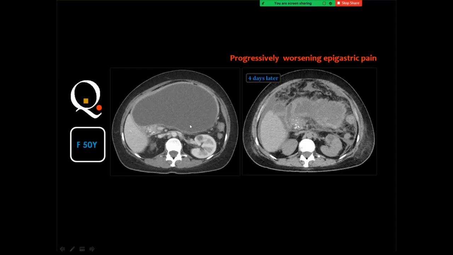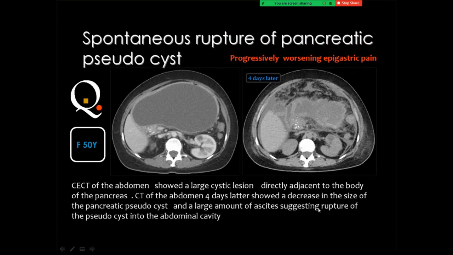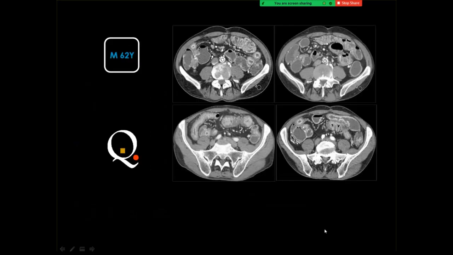And after 4 days, the cyst is very small with extensive stranding of the surrounding fat and fluid in the peritoneal cavity, meaning that the cyst has ruptured. And this is a spontaneous rupture of a pseudopancreatic cyst.